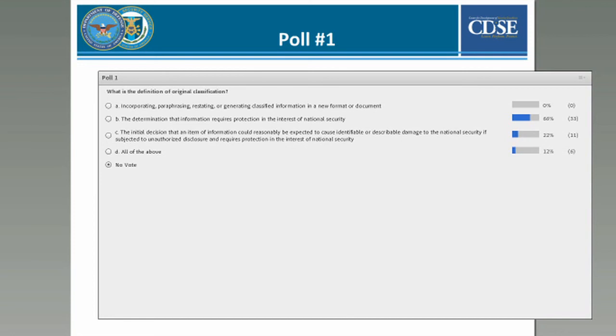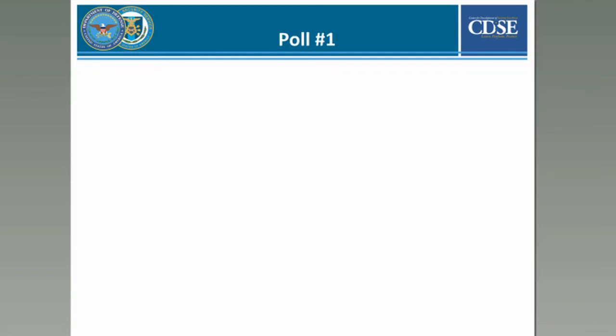Okay. Let's continue on. The answer actually is C, the initial decision that an item of information could reasonably be expected to cause identifiable or describable damage to the national security if subject to unauthorized disclosure and requires protection in the interest of national security. I can also see why a lot of you chose B. Thank you for your response. We will continue on.